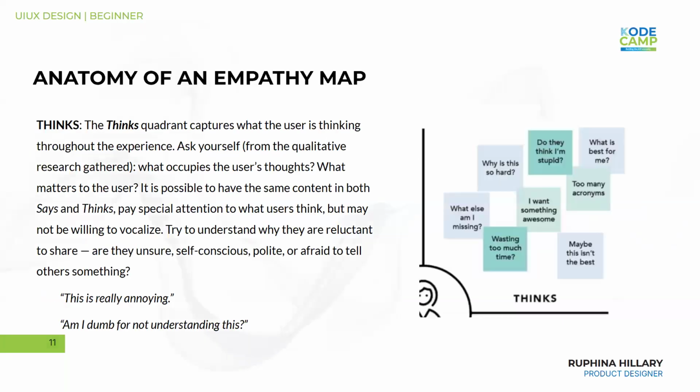The second one is think. This one is a bit complex because we are not in our user's head. So how do we know what they are thinking? The think quadrant captures what the user is thinking throughout the experience. You're supposed to ask yourself here: what inspires the users? What matters to the users? It is possible to have the same content in says and thinks, but show attention to what users think but may not be willing to vocalize. Try to understand why they are reluctant to share. Are they unsure, self-conscious, polite, or afraid to tell others something?